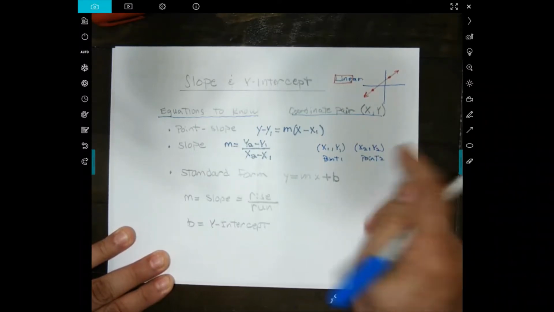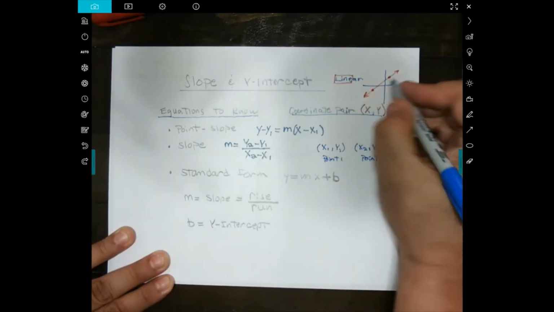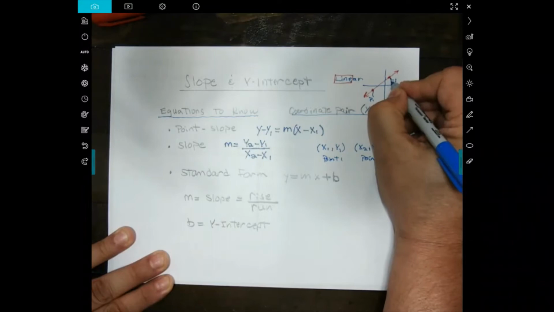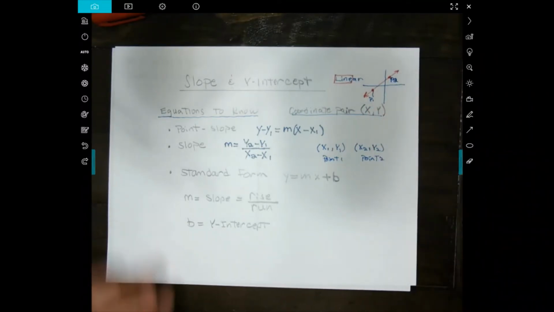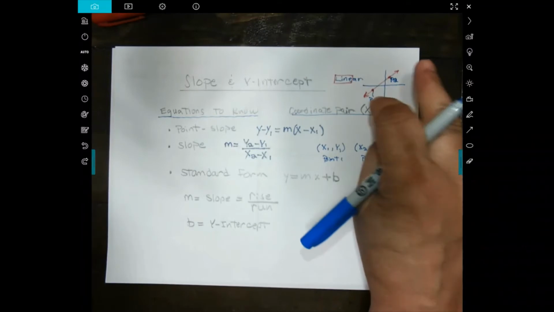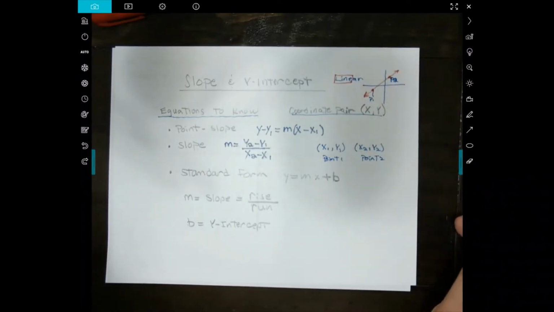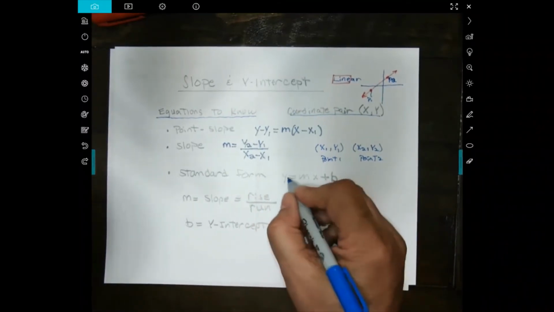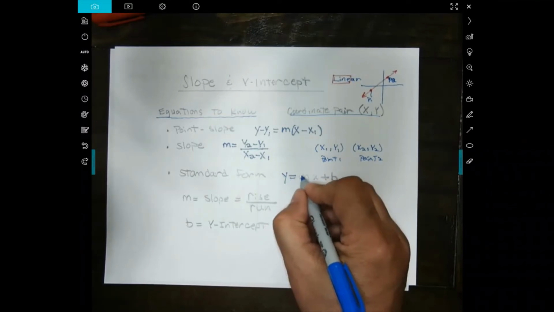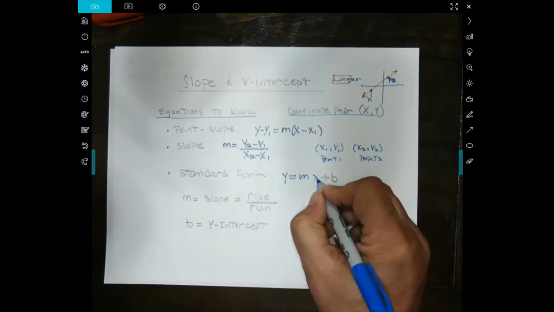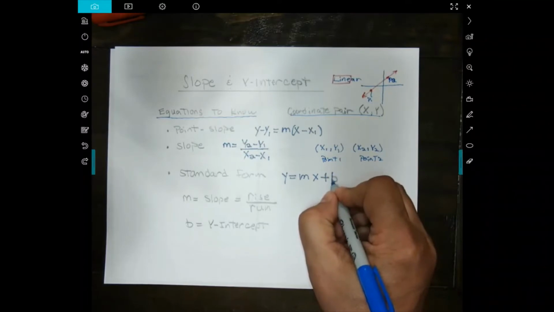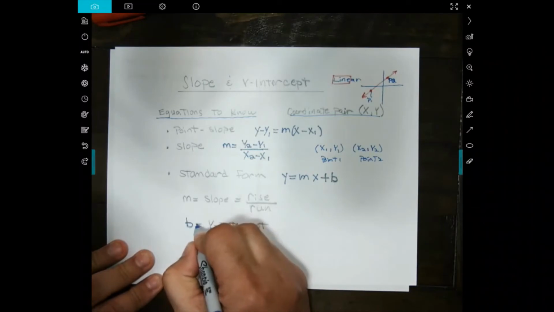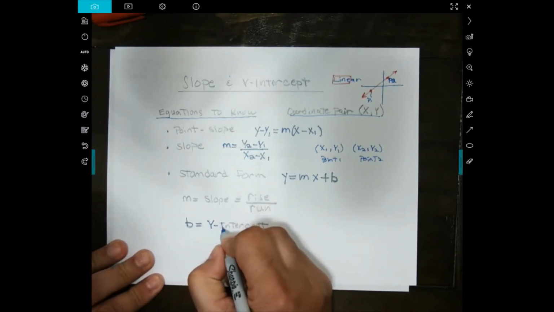And remember that it takes 2 points to make a line. So this would be like point 1. This would be like point 2. Now there's many more points on this line, but it takes 2 points to make any one particular line. We also need to know the standard form of the equation. The standard form is y equals mx plus b, where m is the slope, and b, if you recall, is the y-intercept.